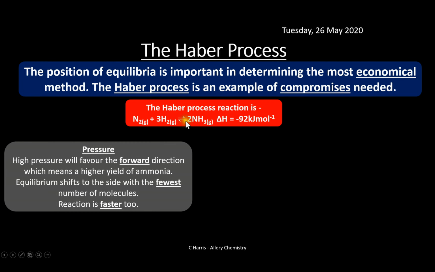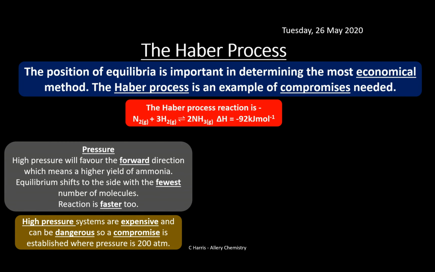But you can see here, this is a reaction which has got 4 moles on the left, 2 moles on the right. So if we increase the pressure, equilibrium is going to shift to try and decrease it, and that's the side with the fewest number of gas moles. So this is going to shift to the right. Increasing the pressure means that we produce more ammonia, but at the same time, we also increase the rate of reaction.